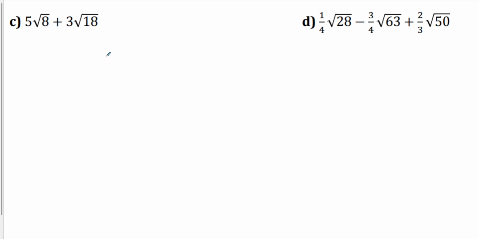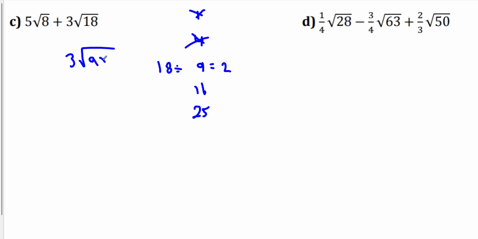So, once again, here we have radicals that look different, but they're kind of large. So maybe we can simplify. Let's see, can we simplify 18? Can 18 be divided by 1, 4, 9, 16, 25? Can 18 be divided by any of these numbers? Well, 1 doesn't do much. 18 divided by 4, nope, that's not a whole number. What about 18 divided by 9? Yes, we can do that. 3 root 9 times 2.